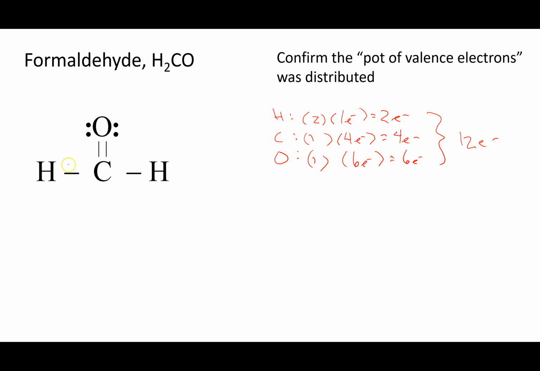And then let's go over here. How many valence electrons are there in this double bond? There are 4. So if I have 4, 6, 8, 10, 12. So that's what I mean by it does match.